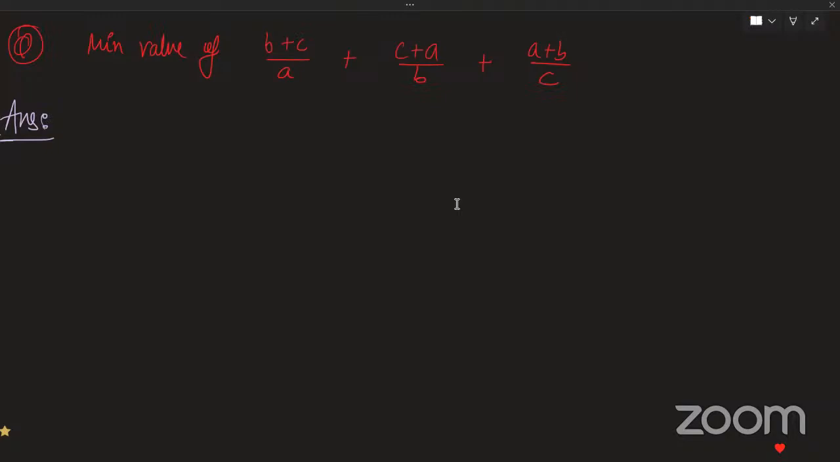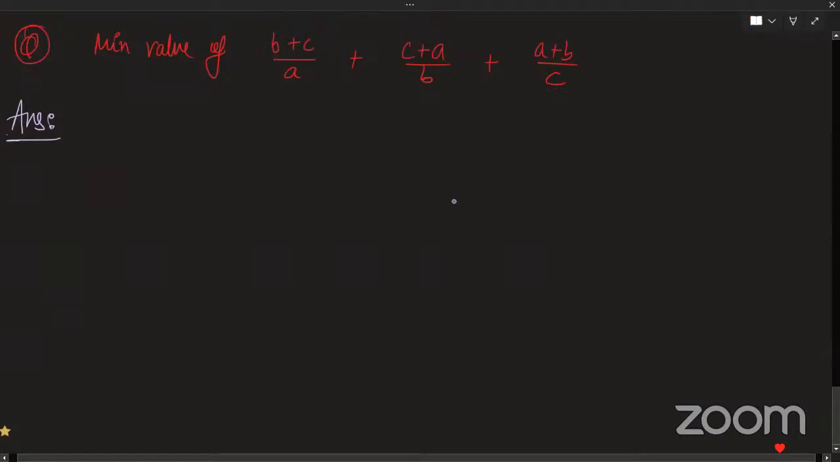Sir, LCM. It will go very complex if you take it. So basically you're trying to cross multiply, right? That is what you're saying. And then bringing a common denominator. That is what you're trying to say.